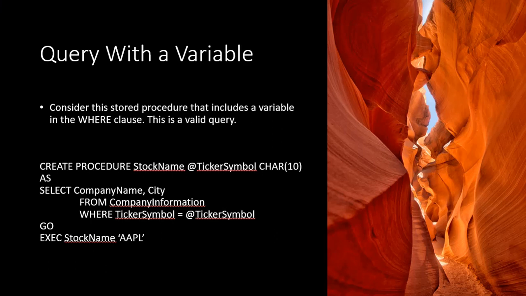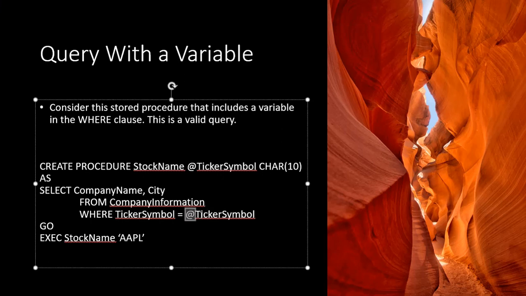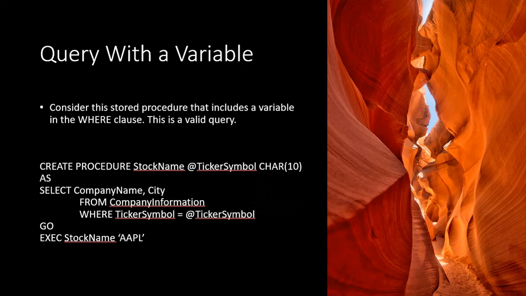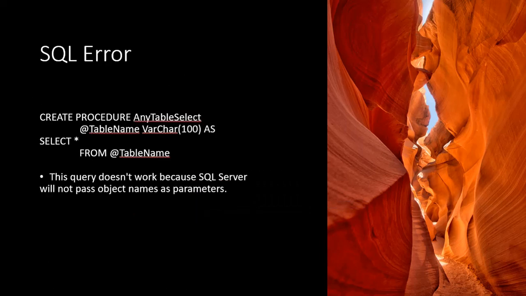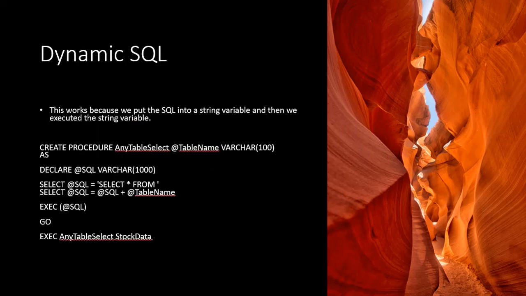So we've seen that we can have a variable in the where clause as we do right here. But this query is going to give us an error when we run it because we have a variable in the from clause. And SQL Server does not let you pass object names as parameters from a stored procedure. So objects include tables and columns and several other things, but you can't pass those directly or it generates an error. Here is the solution, and that's Dynamic SQL. And it works because we put SQL into a string variable and then we execute the string variable.